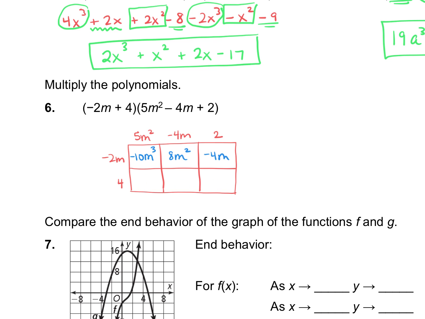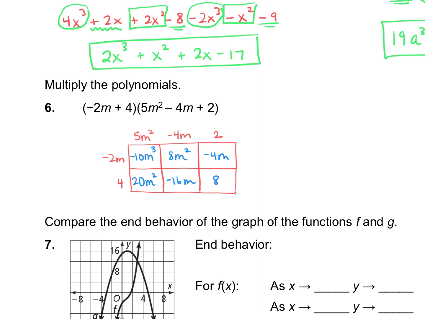All right, now let's move to the bottom row. To fill in this box, we're going to do this 5m squared times the 4. So we'll multiply the 5 and the 4 together first, which is 20, and then the m squared didn't change. Now we're going to do negative 4m times 4. Negative 4 times 4 is negative 16, and then the m didn't change. And then for the last box, we have 2 times 4, which is a positive 8.